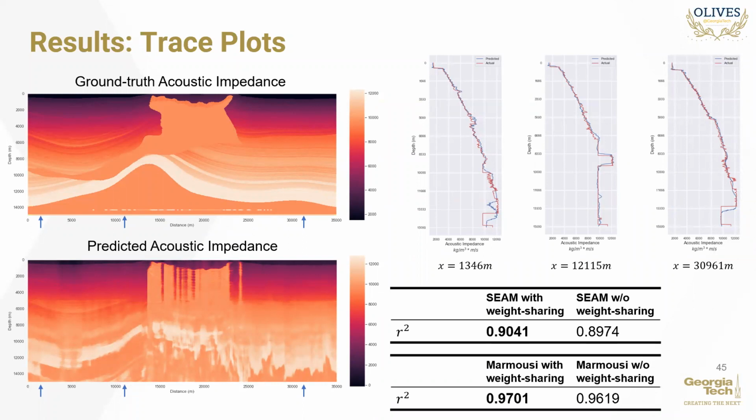For the table, it's showing the R-square correlation coefficient for the SEAM data set with weight sharing, when it is trained simultaneously with the network on the Marmousi data set, and also without weight sharing. Same thing for the Marmousi data set: the R-square coefficient with weight sharing versus without weight sharing. And you can see that when the SEAM and Marmousi networks are trained simultaneously with each other, the R-square coefficient is higher versus when the two networks are trained independently on their respective data sets.